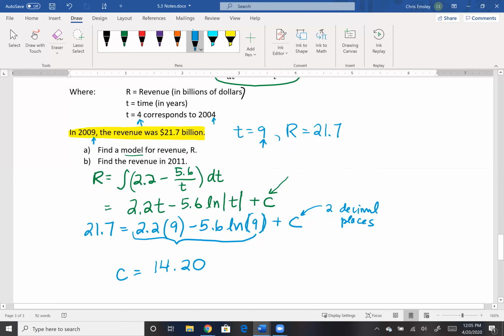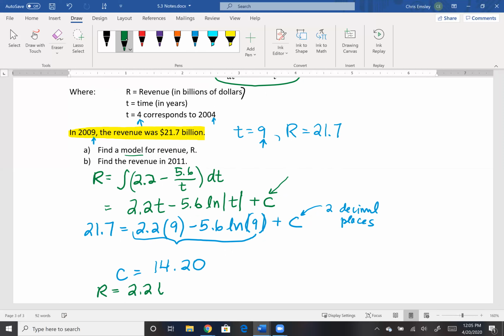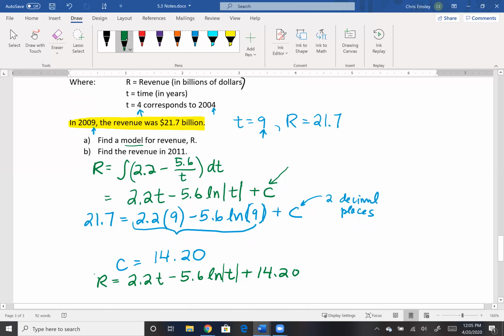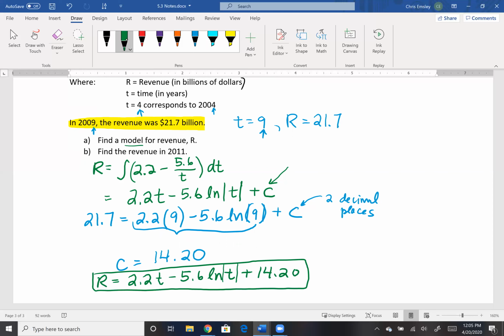Okay, now our final answer, we're not done yet. We have all the information we need, but part A asked us to find a model for R, so we need to write out that final equation. R would be 2.2 times T minus 5.6 times the natural log of T plus 14.20. This one in particular, I would count correct if you had the absolute value signs or if you didn't, just because time is always going to be a positive number in this case. Okay, so that's our answer for part A. Any questions about part A?